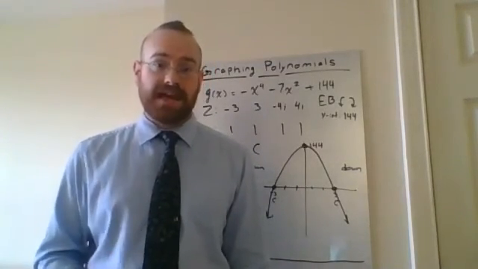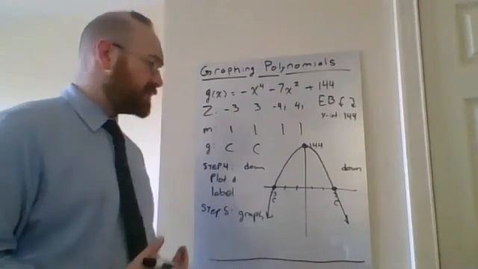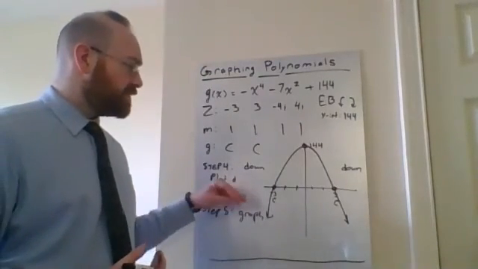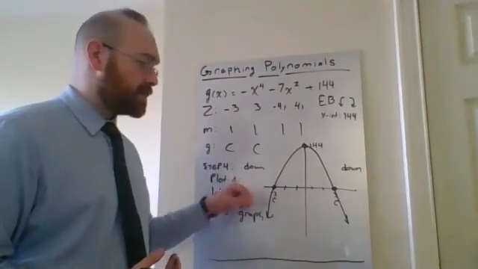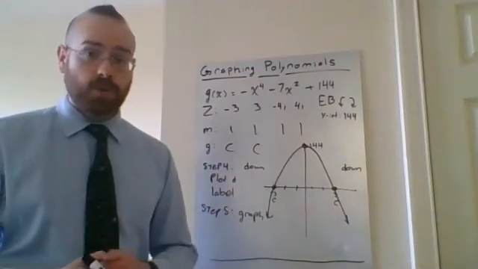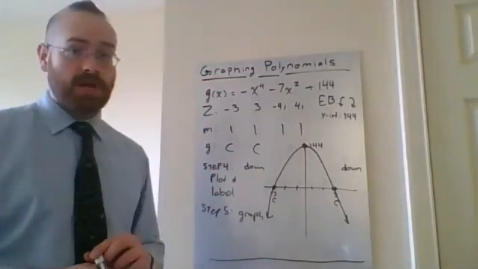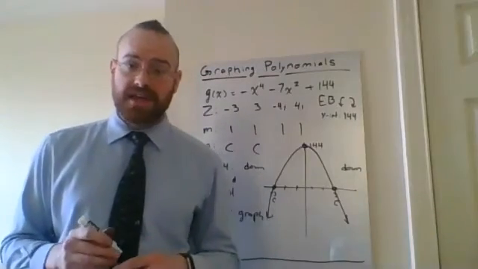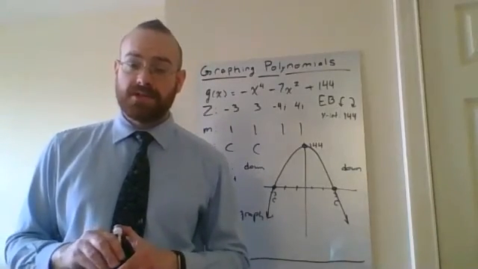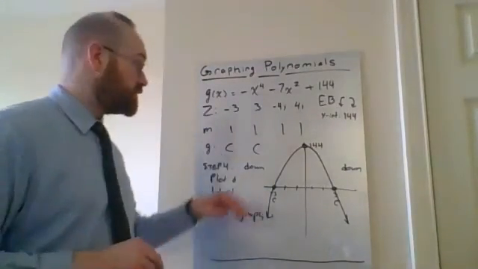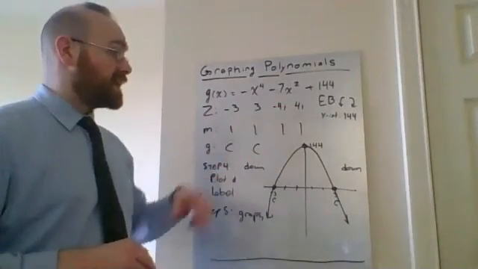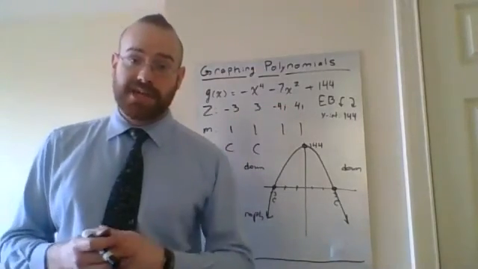I just want to point out that even though this looks like a parabola, it is not a quadratic function. It is a degree 4 polynomial. The reason why it only has 2 intercepts is because of these 2 imaginary zeros that don't drastically change the shape of the graph.